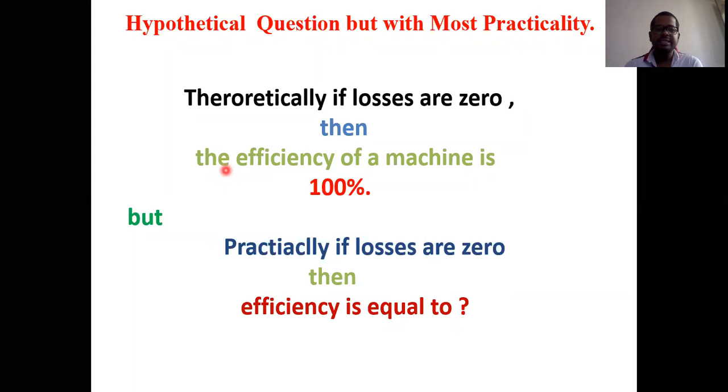Try to understand the norms theoretically and at the same time practically. This is very much familiar. Even a small kid can say that theoretically or ideally, if the losses are zero, then efficiency is nothing but 100%. Blindly we can say that. But I'm asking, if the losses are zero, practically, what would be the efficiency? Yes, some people are saying 80 to 90%. Now, before revealing the answer, let me ask one more question.